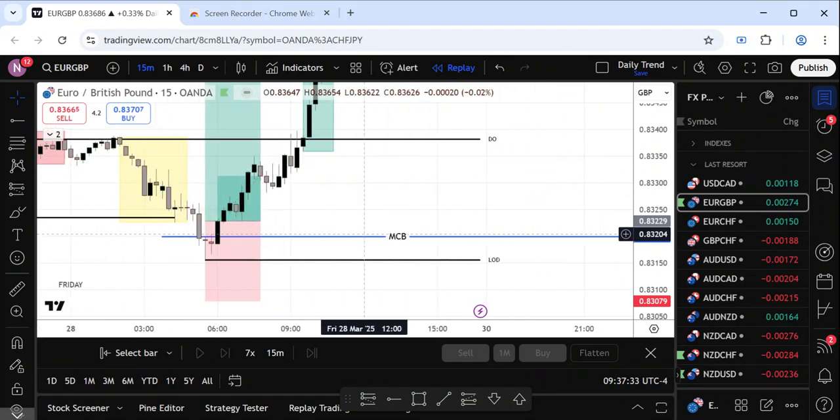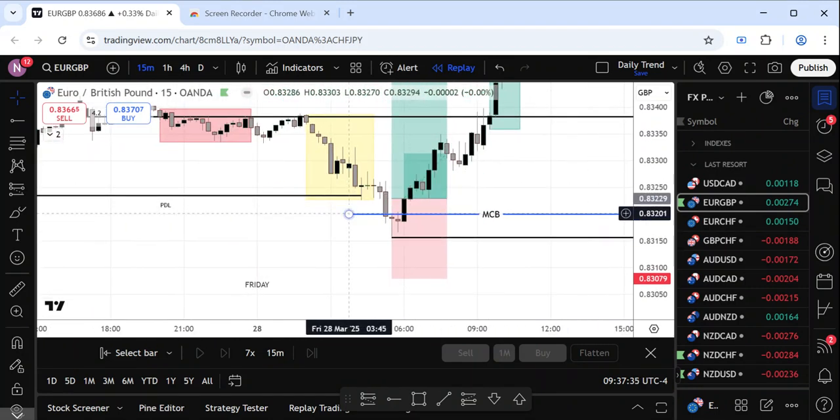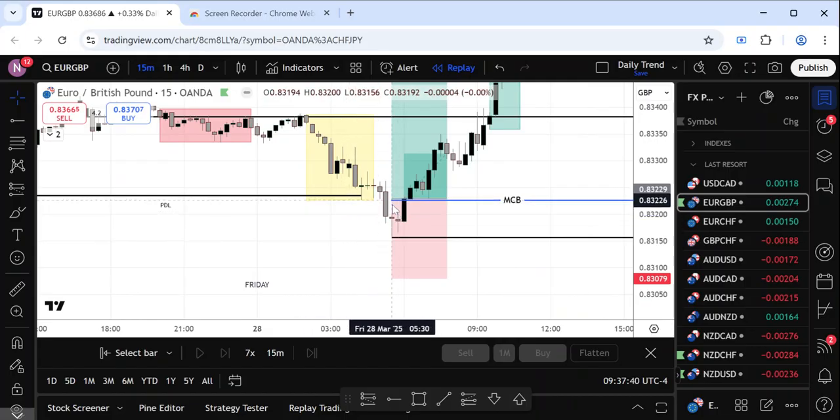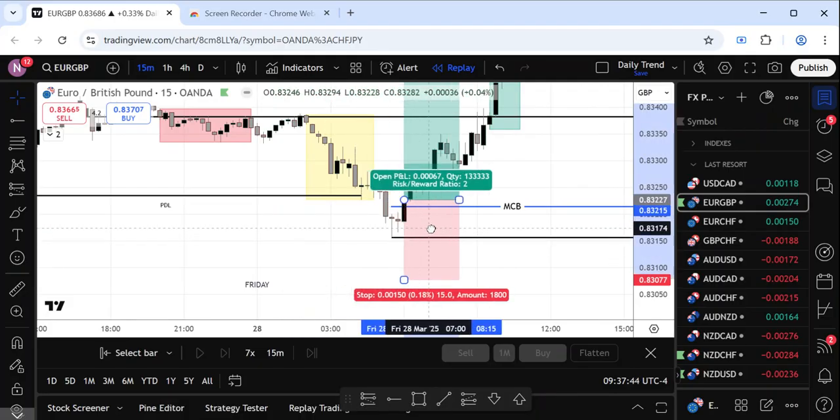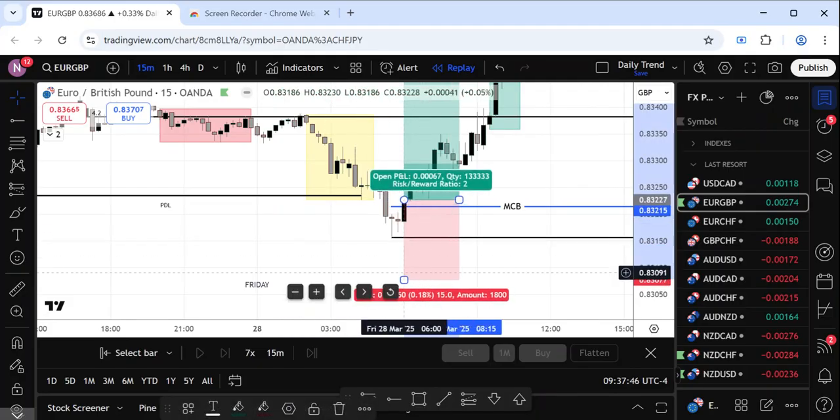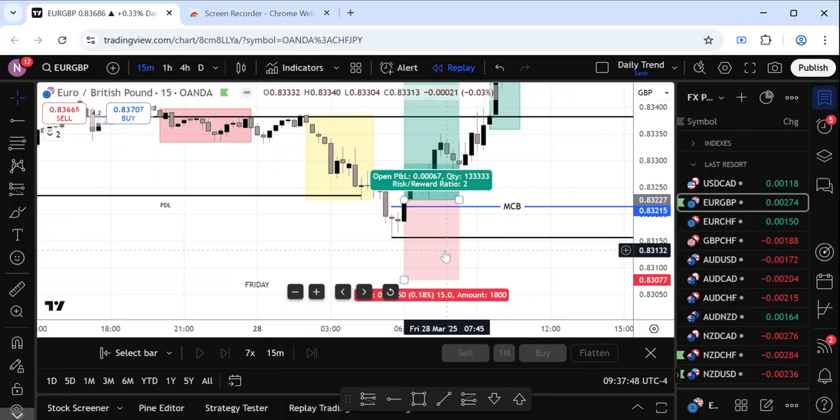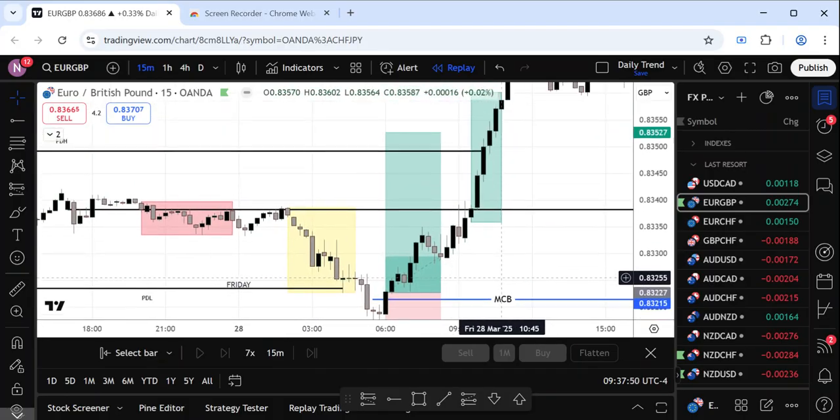Let's make this a little bigger so you guys can see it clearly. Right here, this is my money candle. As soon as it closes above the money candle, I am in. My stop loss goes below the low of the day. This was a 15 pip stop loss. I didn't get this whole move.